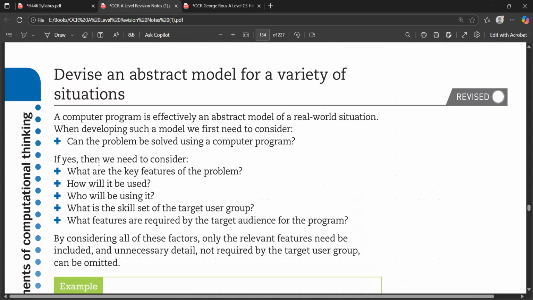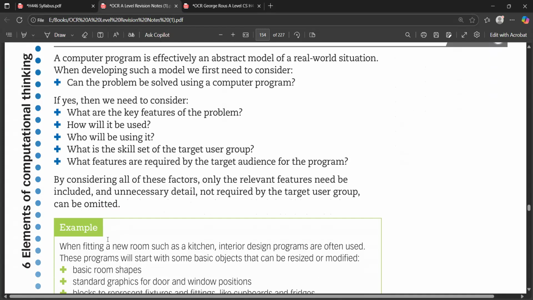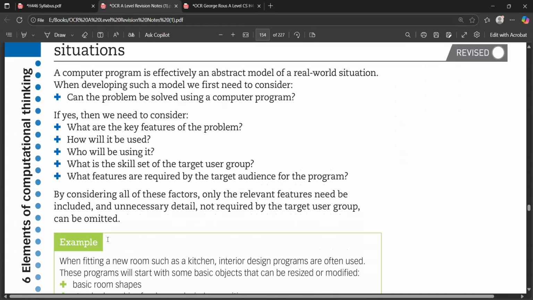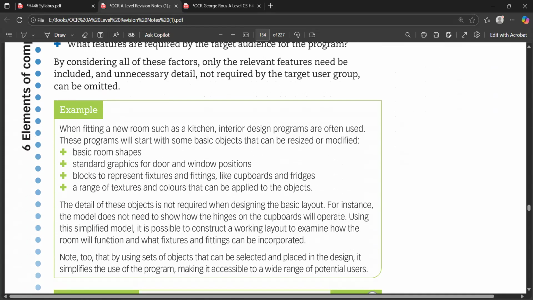But when you are developing such models, you need to consider, first of all, can you solve the problem by using a computer program? If yes, then you need to ask yourself what the key features of the problem are. How are they going to be used? Who will be using them? What are the skills? What are the features? So when you consider all these factors, you then turn to suggesting a model, right?